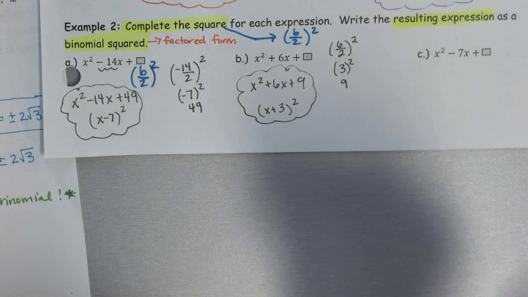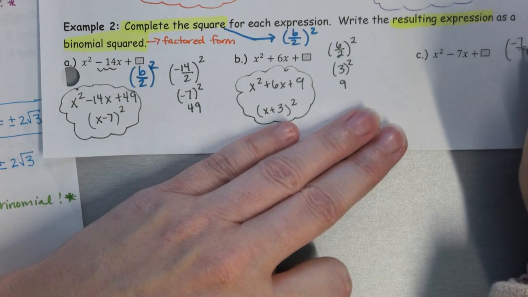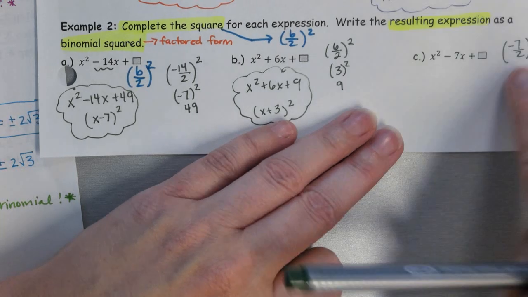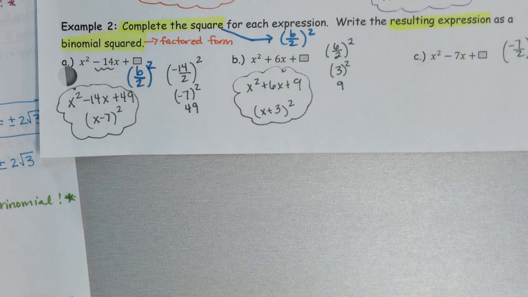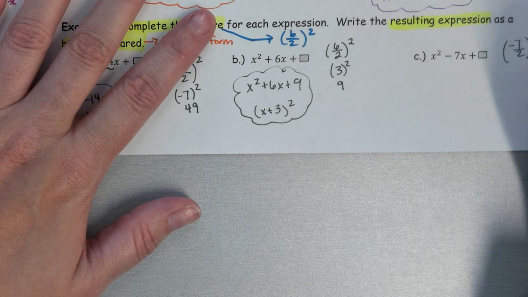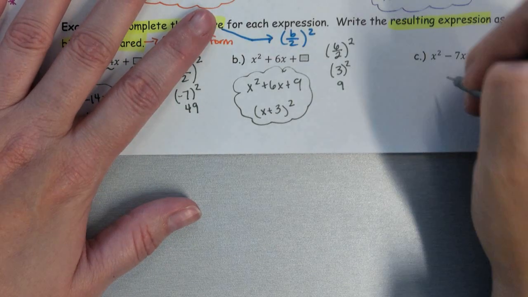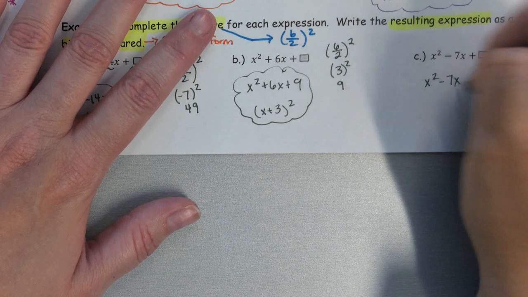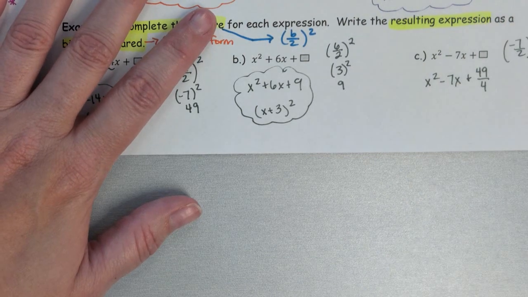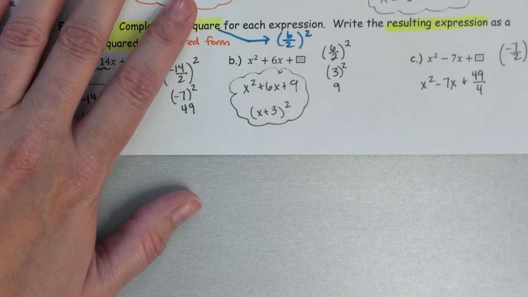Because if we do half of negative 7, that would be a decimal, so we're going to keep it as a fraction. When you square a fraction, you square the top and you square the bottom. So negative 7 squared is 49. 2 squared is 4. So you have x squared minus 7x plus 49 over 4. Okay, cut it in half, square it.